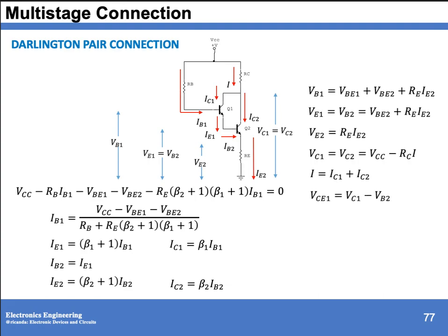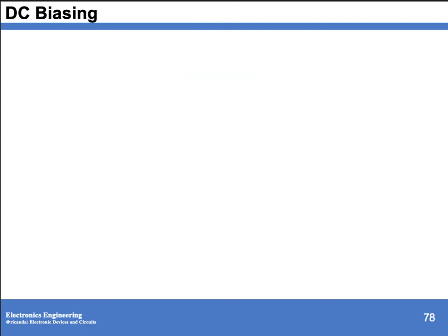Then VCE1 now is equal to VC1 minus voltage base 2, or that is equivalent to your voltage emitter 1. For VCE2, that is equivalent to your VC2 minus your voltage emitter 2. So that is for your DC biasing circuit.